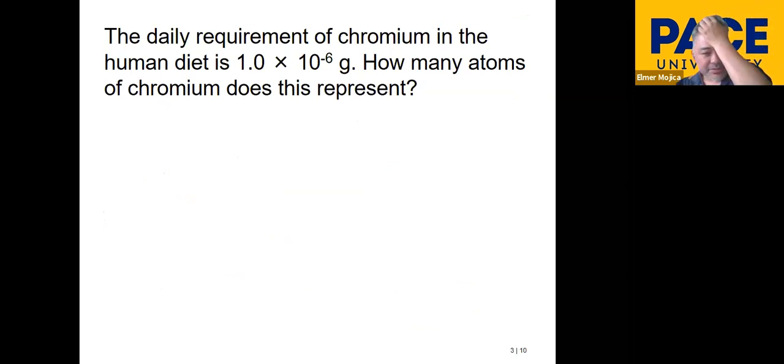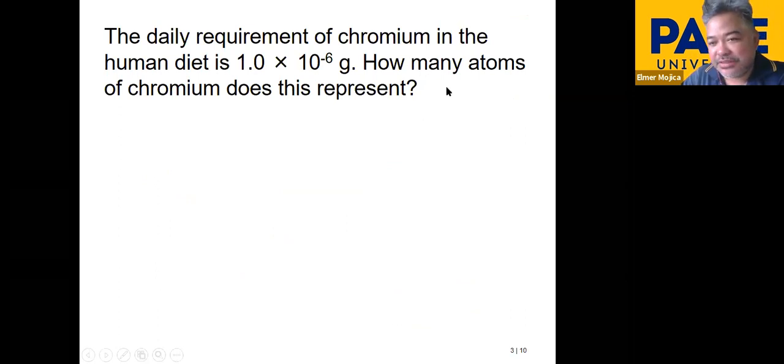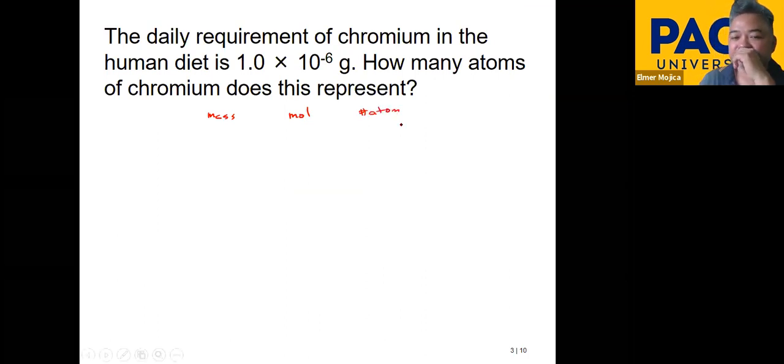So let's go with this one. The daily requirement of chromium in the human diet is 1.0 times 10 to the negative 6 grams. How many atoms of chromium does this represent? If we look at the expression that we have, you have mole, you have mass, and specifically number of atoms, or the number of particles. Here we're going to put it as number of atoms because that's the one you're looking for. So you start here, right? This is the one that's given, and this is the one that is asked.